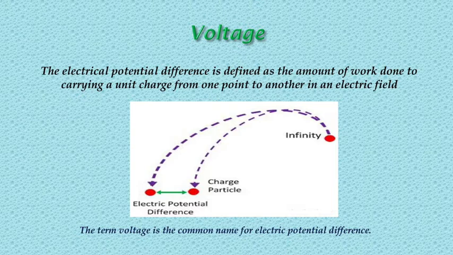More fundamentally, the point you choose to be 0 volts is arbitrary. This is analogous to the fact that gravitational potential energy has an arbitrary zero, such as sea level.